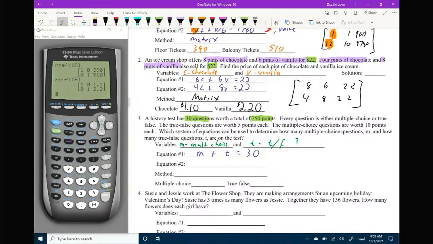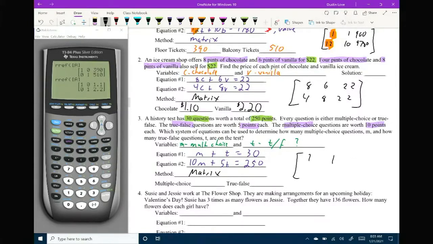Question number 2 is going to be the value, okay, the value of those questions. So if I read through here, I can see that multiple choice questions are worth 10 points and true false questions are worth 5 points. Those are my 2 values. So I did M first, so I've got 10M plus, over here, true false are worth 5, so 5T equals the total value, which is 250.